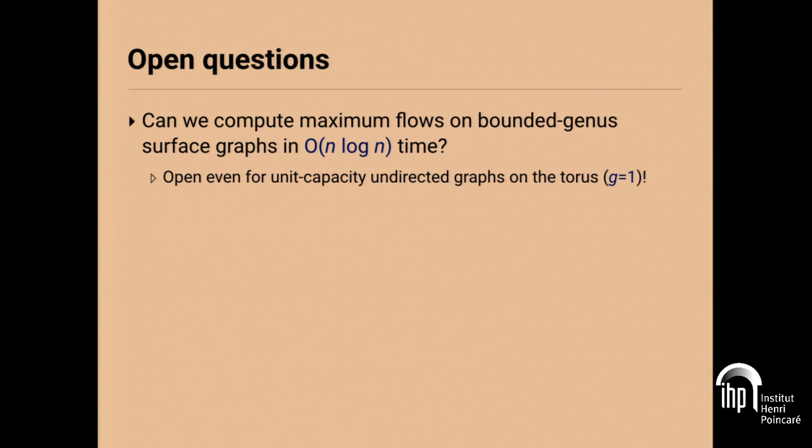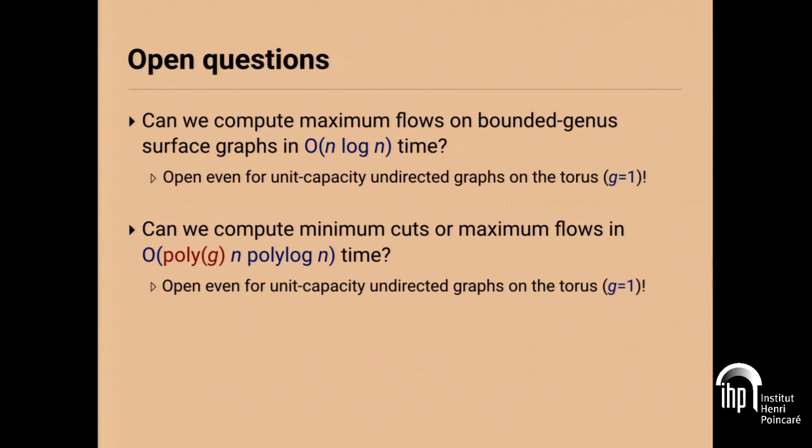What we would like is a simpler combinatorial algorithm that maybe a human being could implement in a finite amount of time, that's as simple as the parametric search algorithm for planar flows, that actually works and provably works quickly. And we don't know how to do this even for graphs on the torus where every edge has unit weight and the graphs are undirected. It would be nice if we could actually do this.